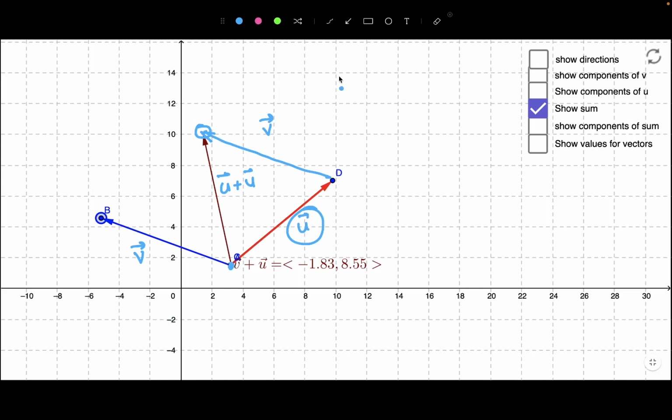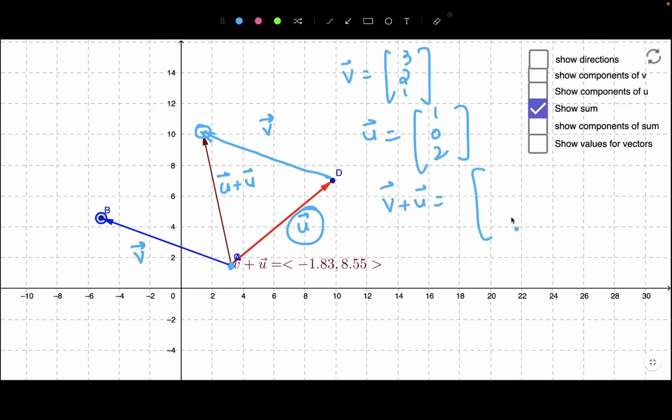Say for instance, your vector v has the coordinates 3, 2 and 1, and your vector u has the coordinates 1, 0 and 2. The sum of these two vectors would be a resultant column vector, adding the corresponding elements: 3 plus 1, 2 plus 0 and 1 plus 2. That would result in 4, 2 and 3, and this is as simple as that. And you have also geometrically understood how you can interpret the sum of two different vectors.